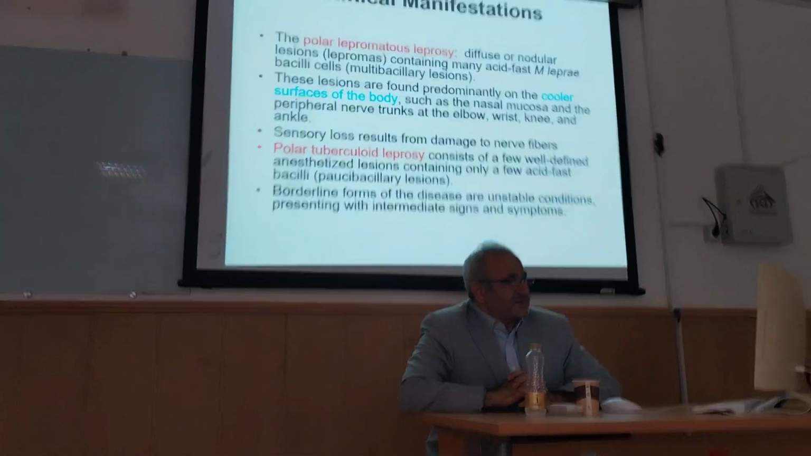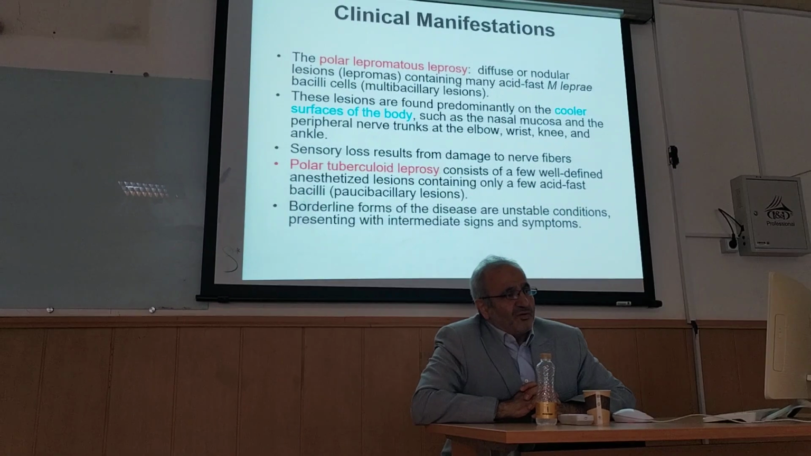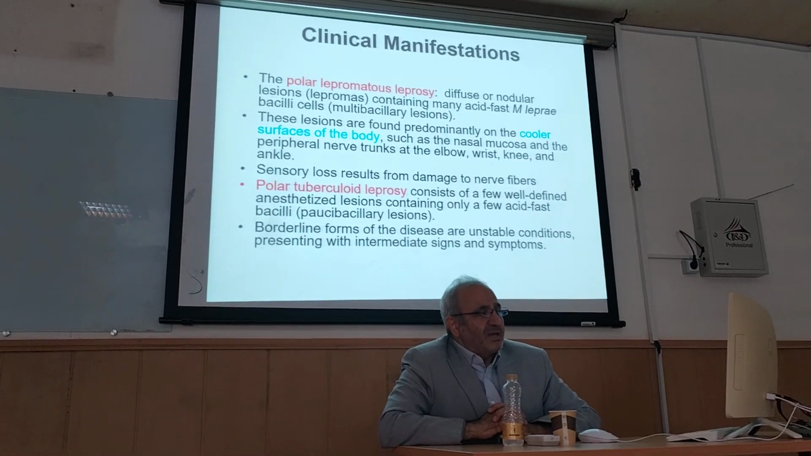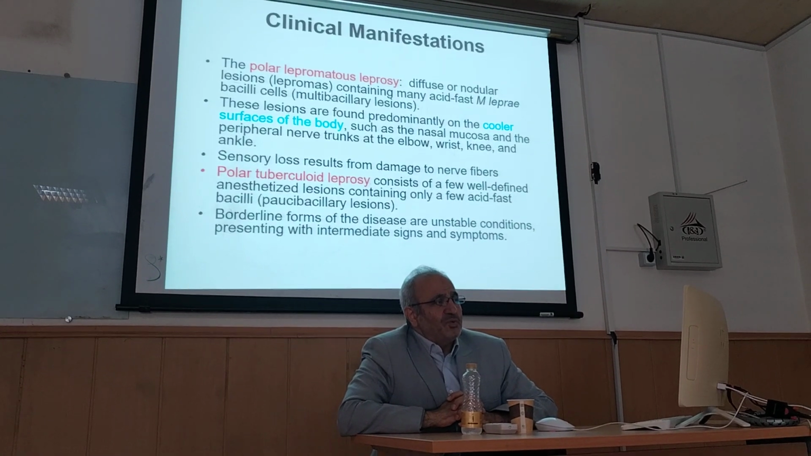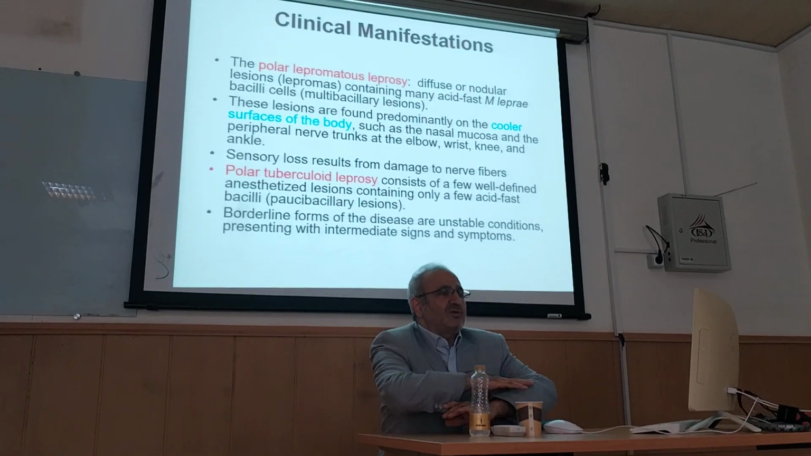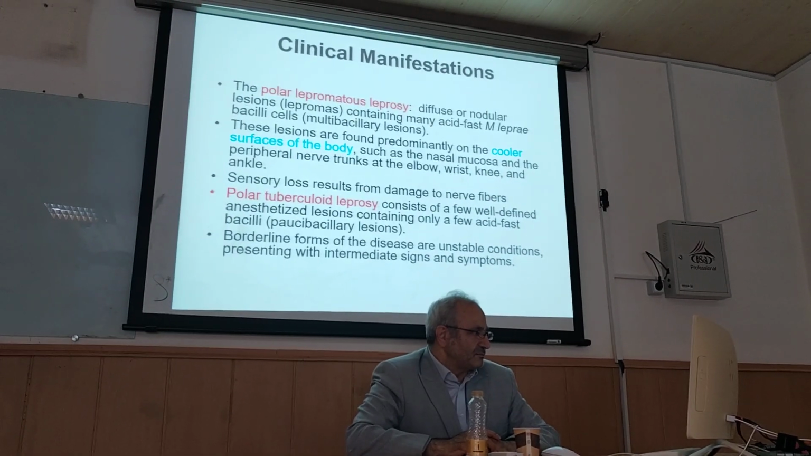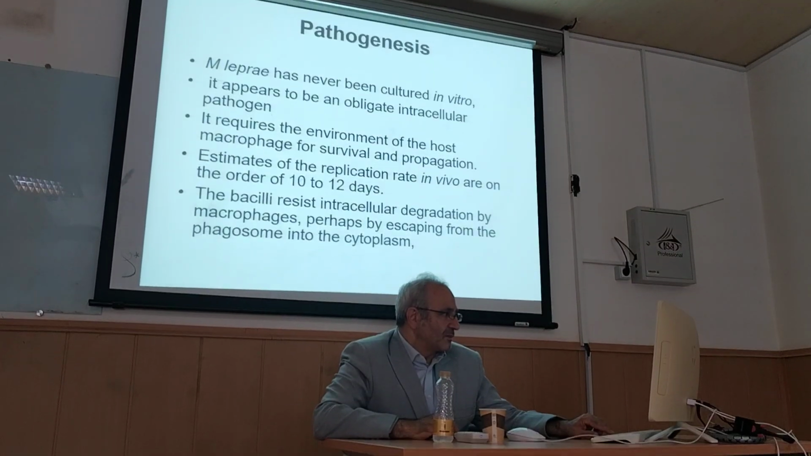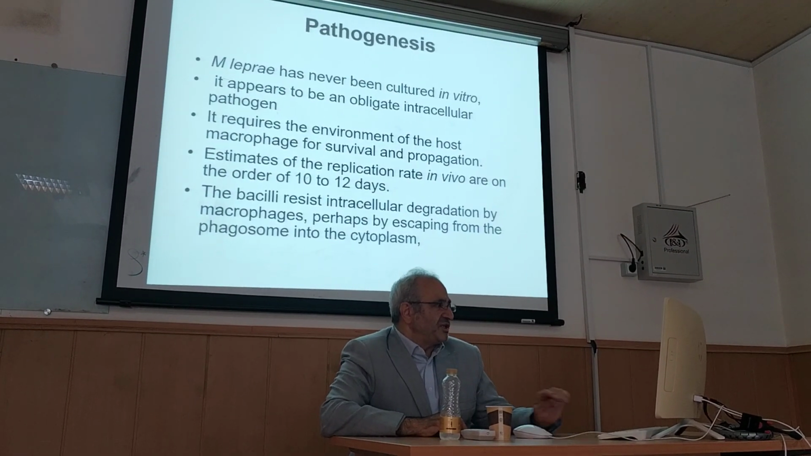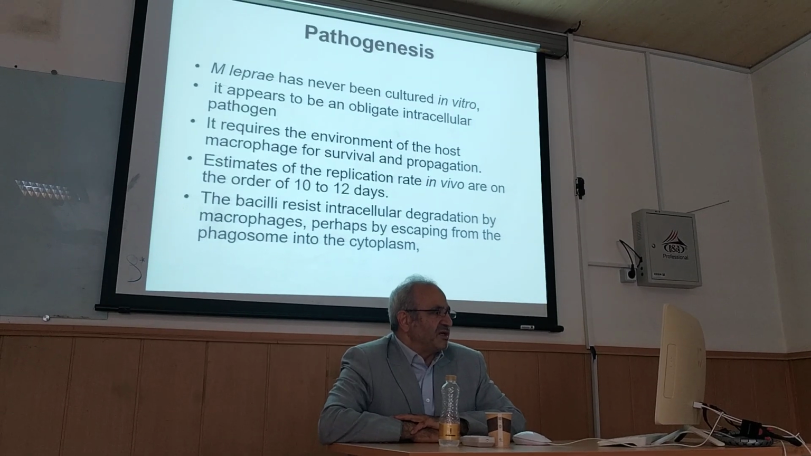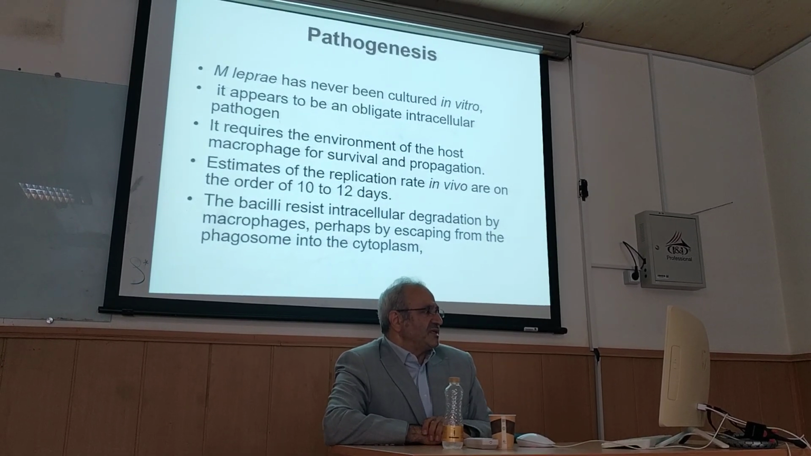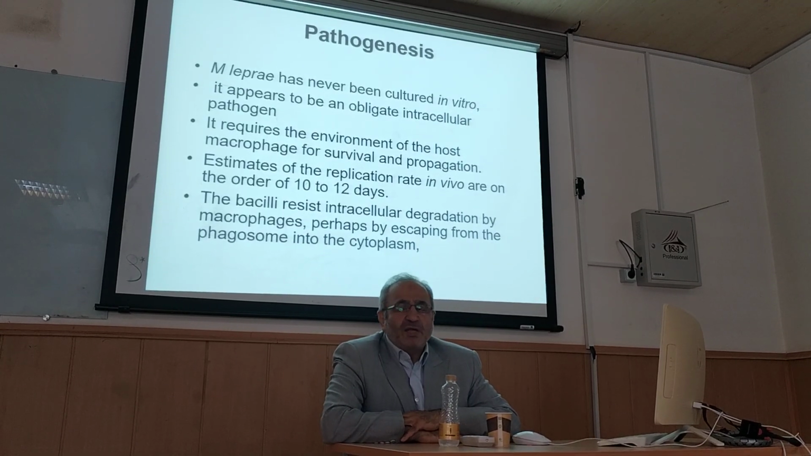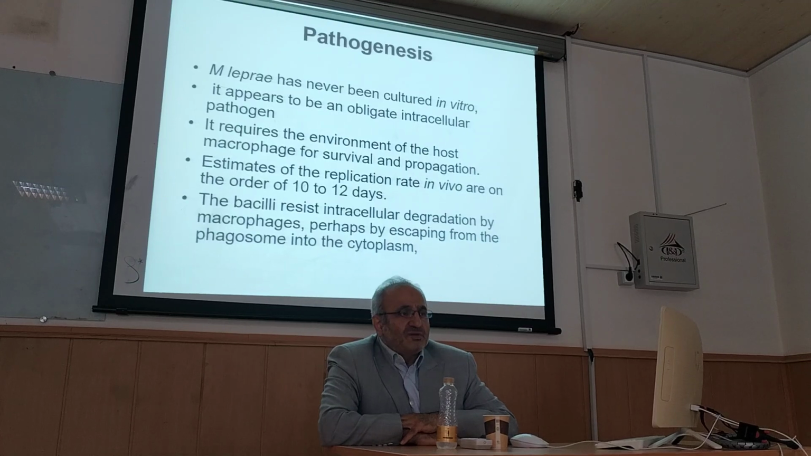The growth temperature for this organism is less than 37 degrees. So we mainly see the lesions in the cooler parts of the body, such as the nose or skin. About the generation time or replication rate, look at the slides, the fourth paragraph. It takes 10 to 12 days to replicate, to divide.